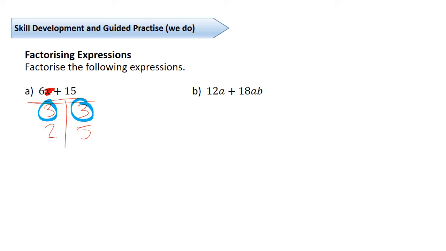So what we do is we put our highest common factor out the front, and then the result from the division, or in other words, 3 times what will give me 6x.